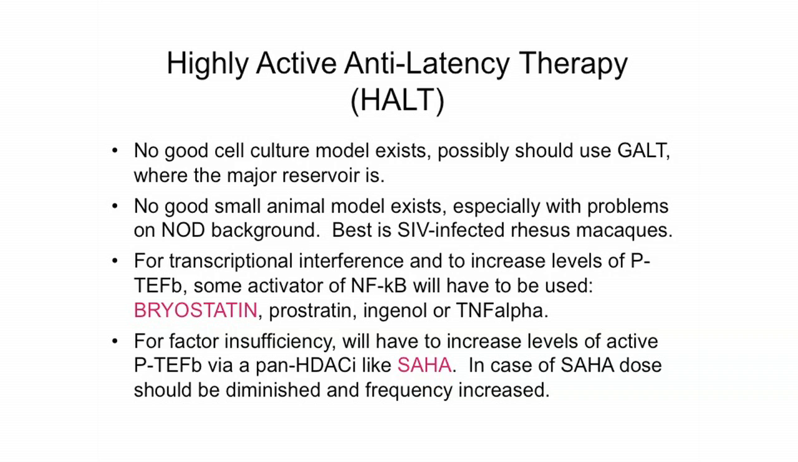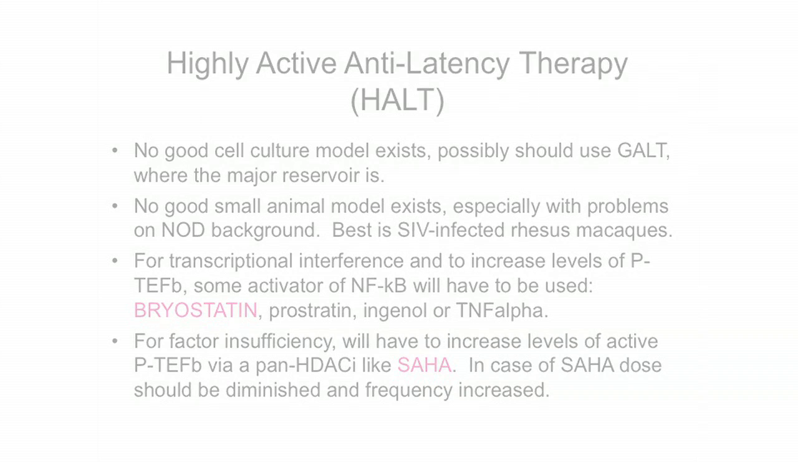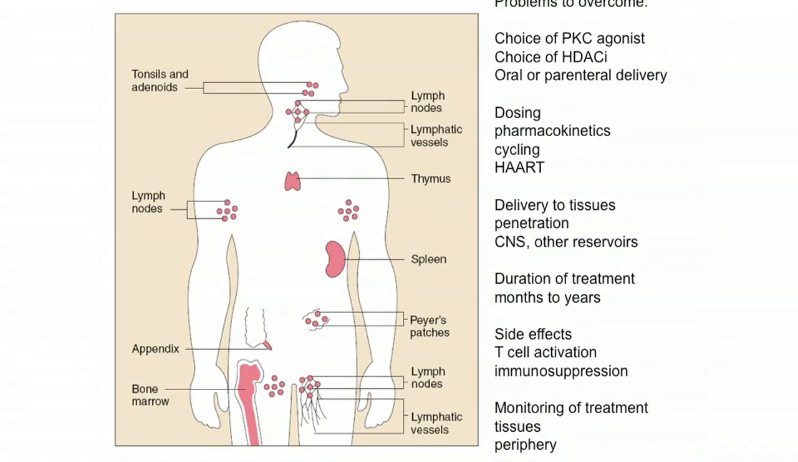And then, obviously, for transcription interference and to increase levels of P-TEFb, some activator of NF-kappa B will have to be used. And for factor insufficiency, we'll have to increase levels of active P-TEFb or use a pan-HDAC inhibitor like SAHA. And with SAHA, I think that our results suggest that it's even being used not correctly, because the SAHA cycle is 6 hours. So we would actually contemplate a smaller dose more frequently in these individuals.